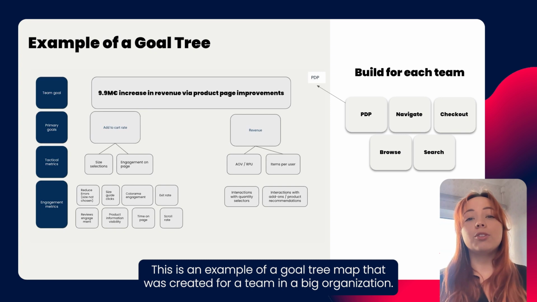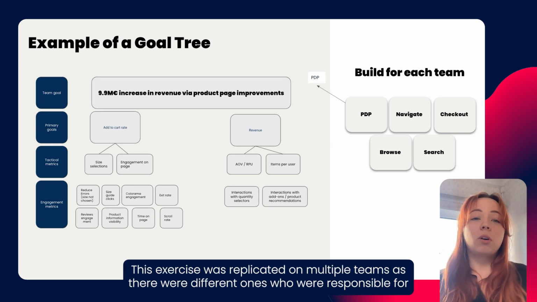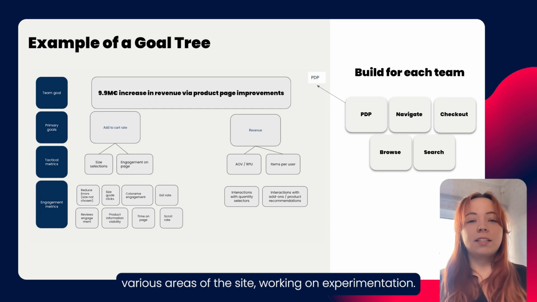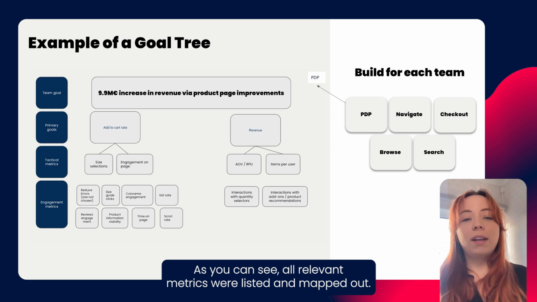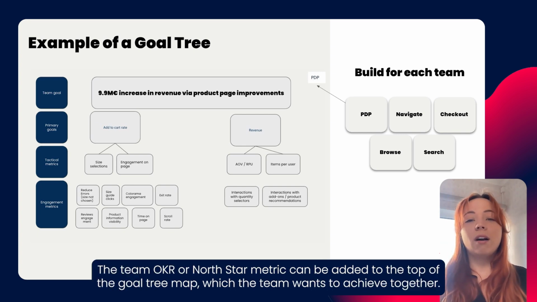This is an example of a goal tree map that was created for a team in a big organization. This exercise was replicated on multiple teams as there were different ones who were responsible for various areas of the site working on experimentation. As you can see, all relevant metrics were listed and mapped out. The team OKR or North Star metric can be added to the top of the goal tree map, which the team wants to achieve together.